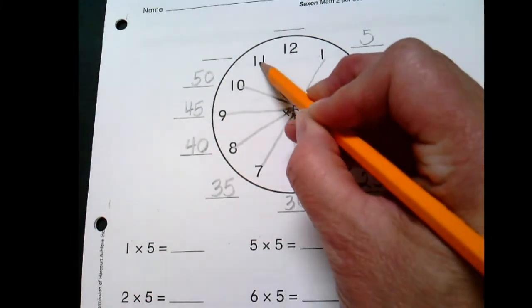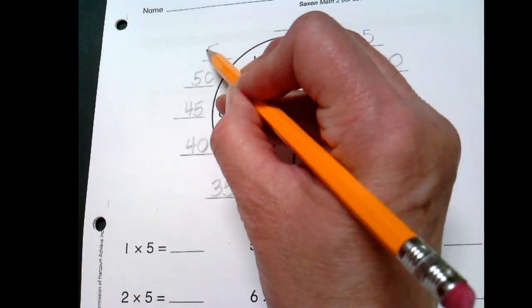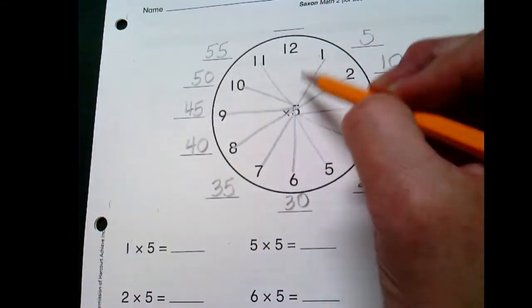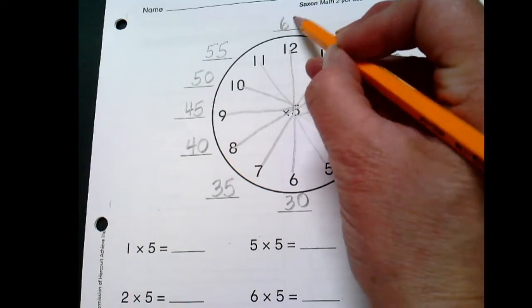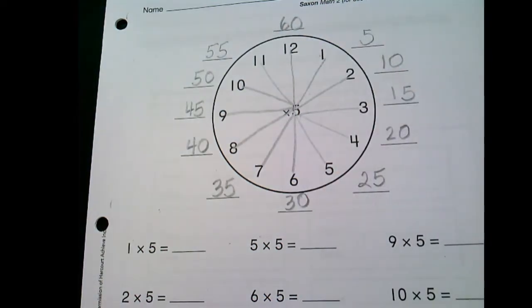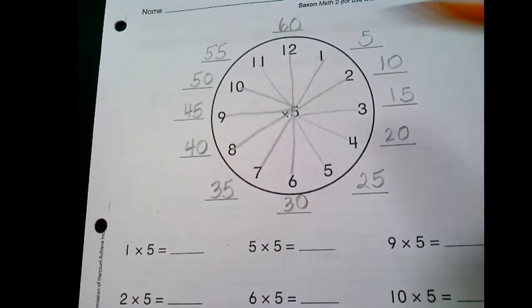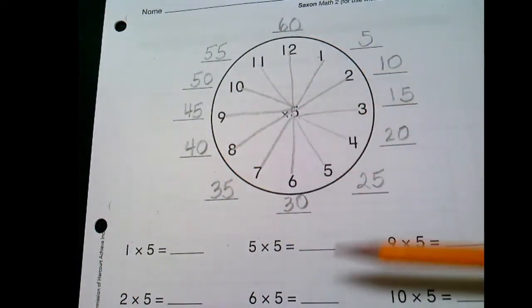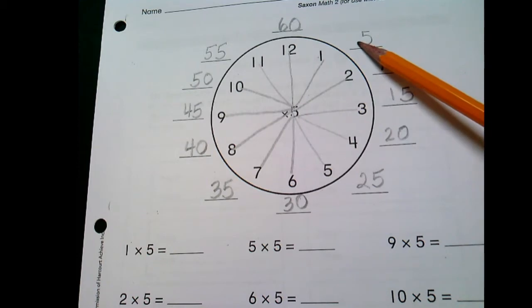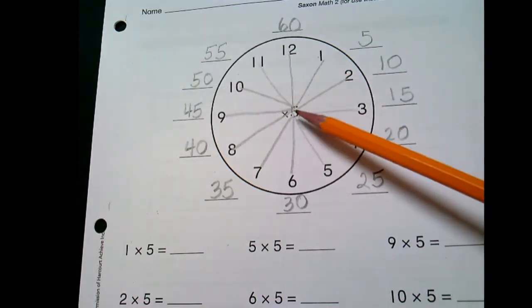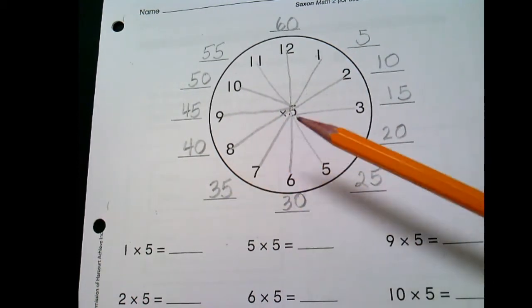5 times 11, 55. And 5 times 12, 60. All right. So you've got all of your answers that you need for the work down below up on your clock here. Okay, 5 times 1 is 5. 5 times 10 is 50. 5 times 7 is 35.